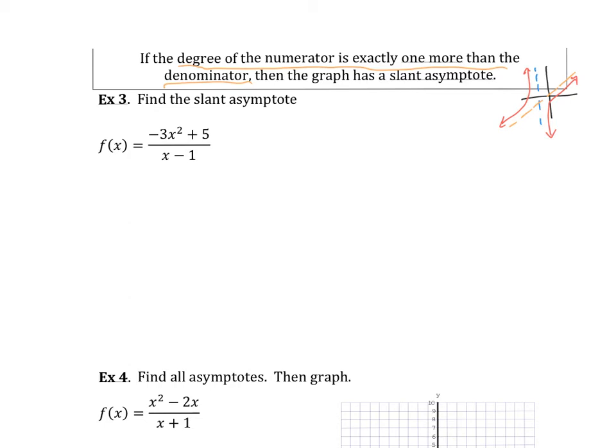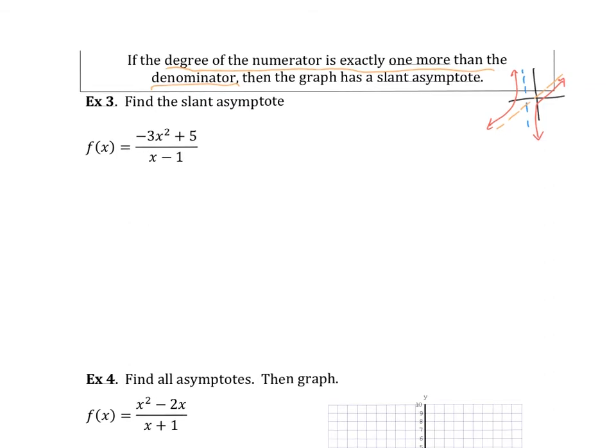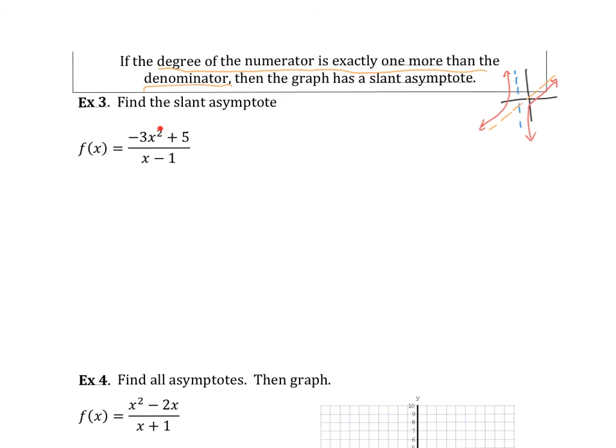Okay, let's look at this function here. Okay, for the vertical asymptote, I'm okay with that. I could find it really easily. It would be x equals 1. Now, if I tried to find the horizontal asymptote, I would look at the leading term on the top and bottom. So I would have y equals -3x squared over x. I would cancel an x out, and I would have y equals -3x.